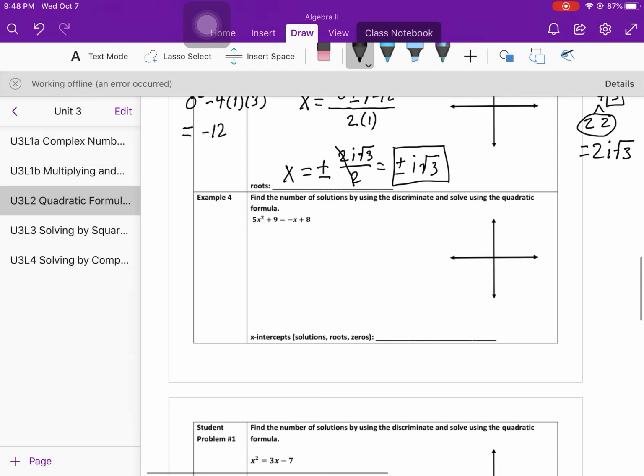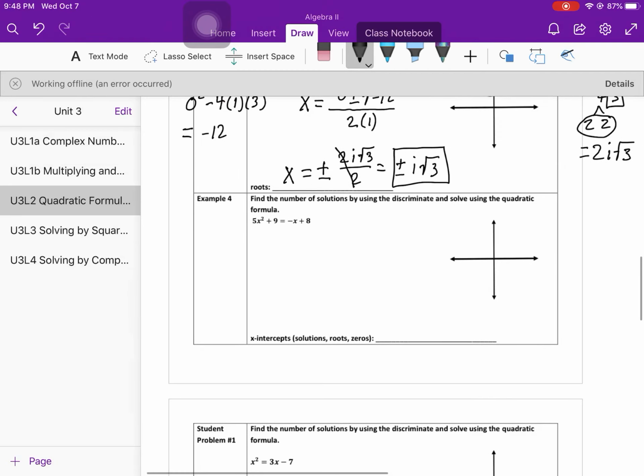Okay, now we have the last one here. And for this one, we want to get everything on one side, put it in standard form. So I'm going to add x and subtract 8 to both sides. So we get 5x squared plus x plus 1 equals 0. 9 minus 8 gives us 1.